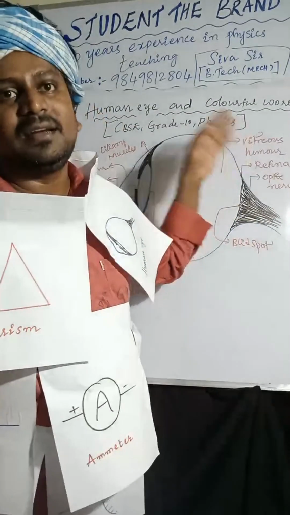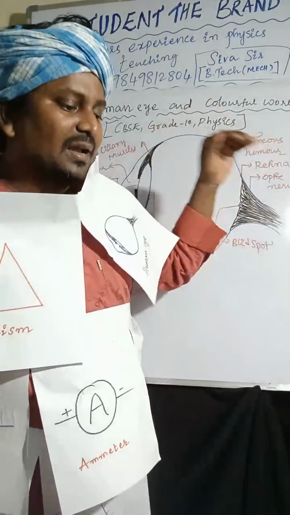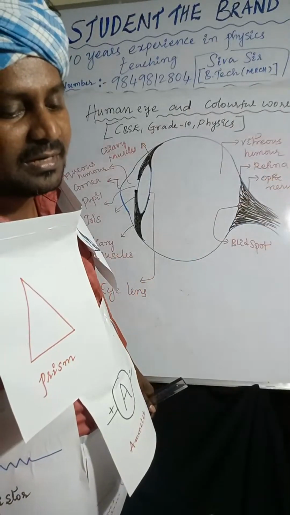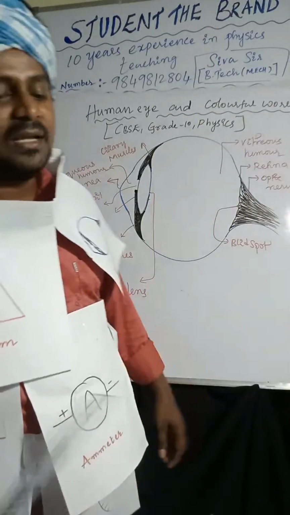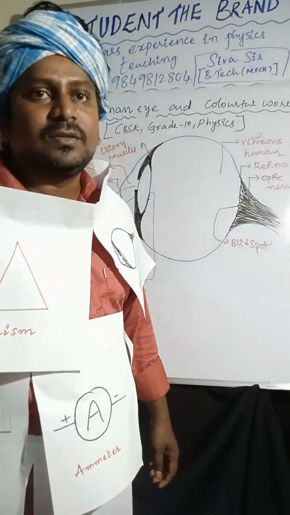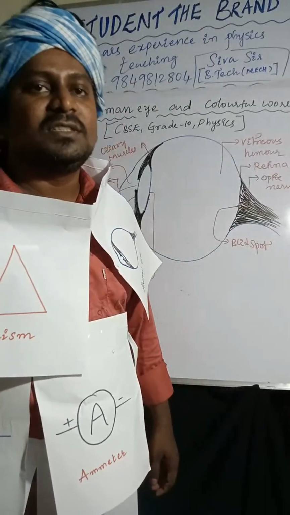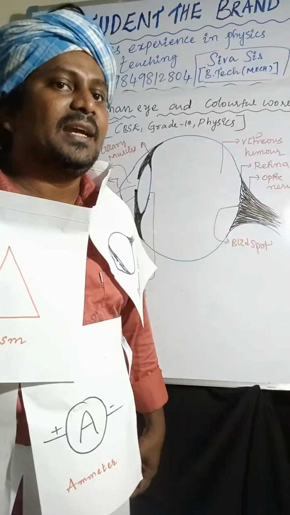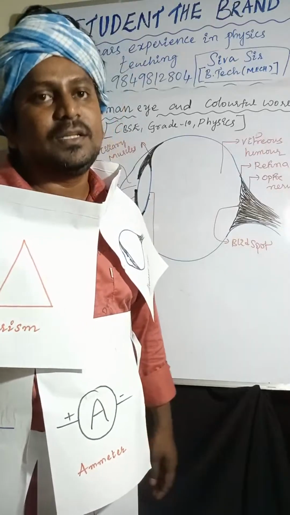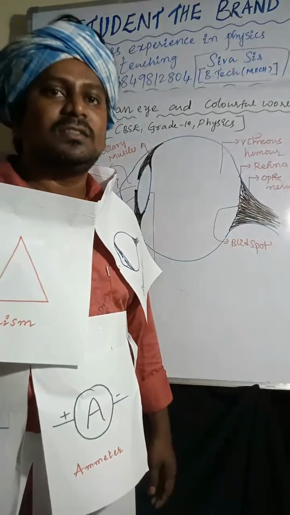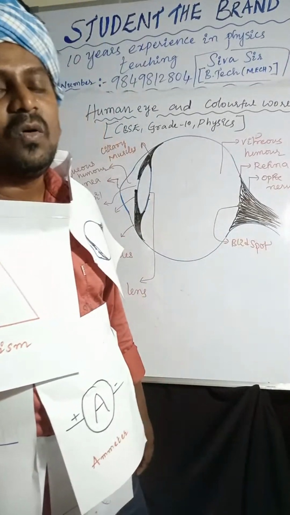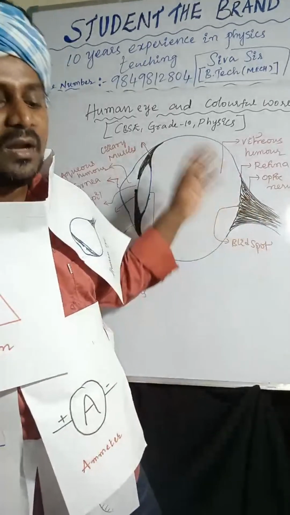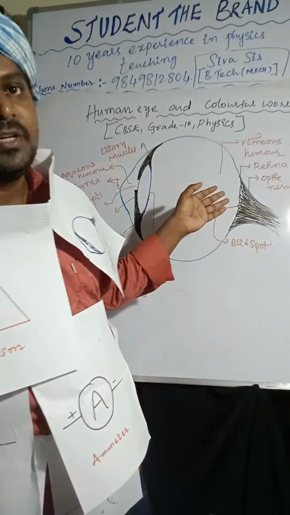I'm considering here the blind spot, already completed. At the retina, there are two light sensitive cells: rods and cones. Rod senses the intensity of light and cone senses the color of the light. If more rods and cones are present at a point on the retina, that point is called the yellow spot. I hope it is very clear to you all.